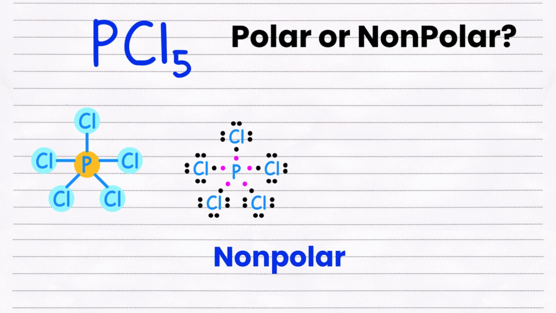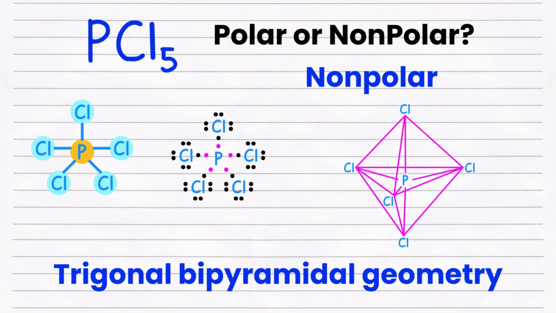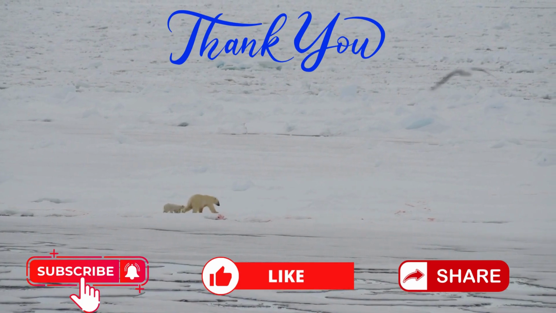PCl5, nonpolar. PCl5 has a trigonal bipyramidal geometry and it is a symmetrical molecule. Each phosphorus-chlorine bond is polar, but the dipole moment of each bond cancels out, making the molecule nonpolar. There you have it, polar and nonpolar covalent bonds.